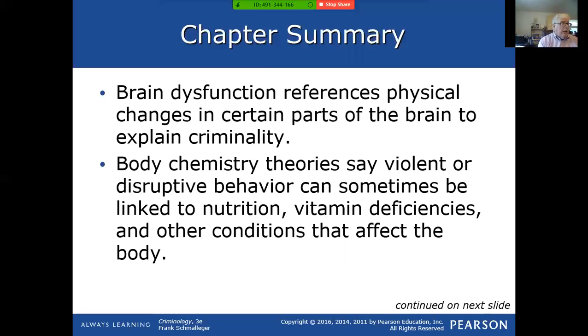We've also looked at body chemistry, about what goes into your body, whether it's your nutrition, your vitamin deficiency, other conditions, and how that might affect your behavior.